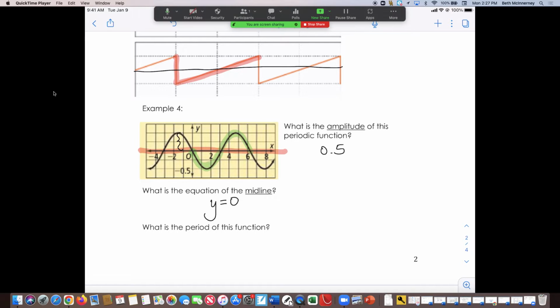So do you see I'm actually starting on the midline? You can do this as well. It's how long does it take on the x-axis, a horizontal distance, until it repeats. It's not quite at the 6. Do you see it's a tiny bit beyond the 6?